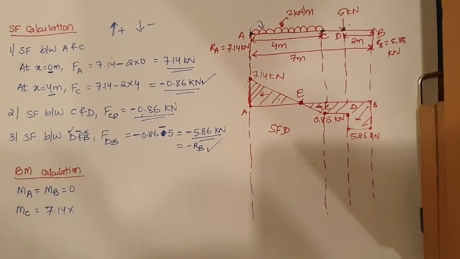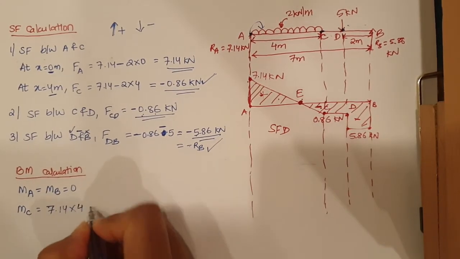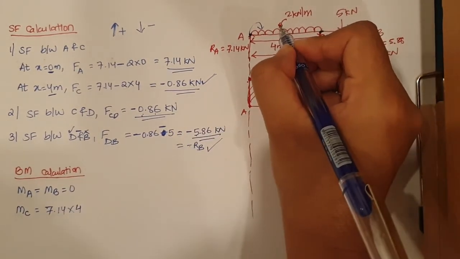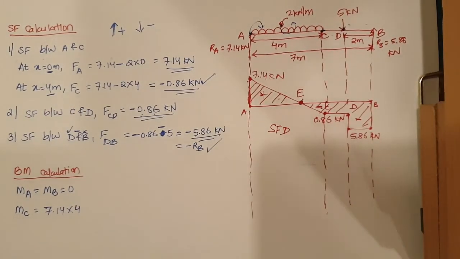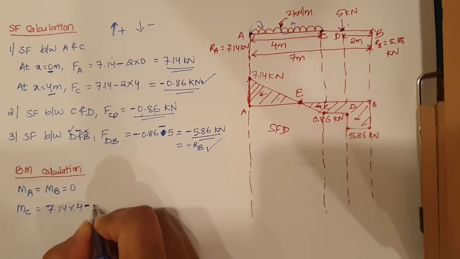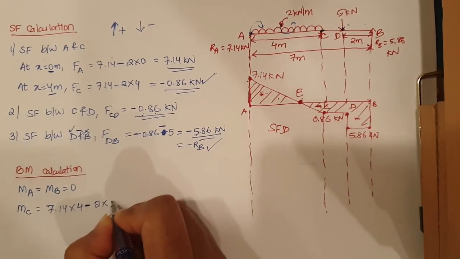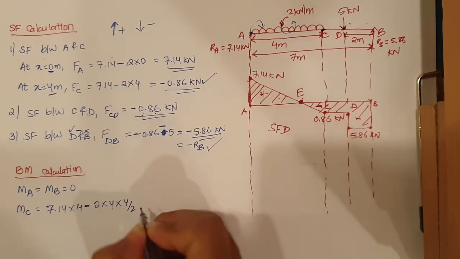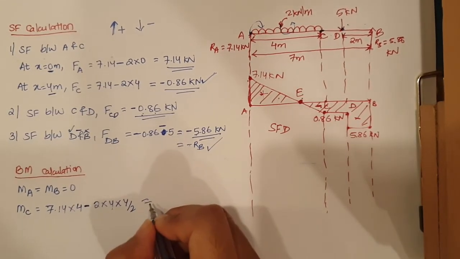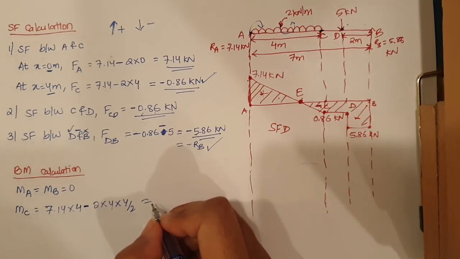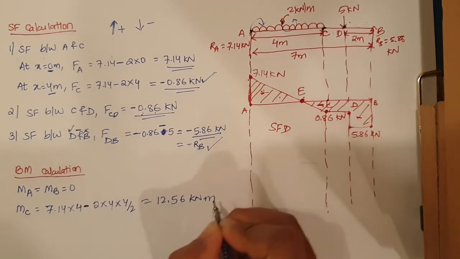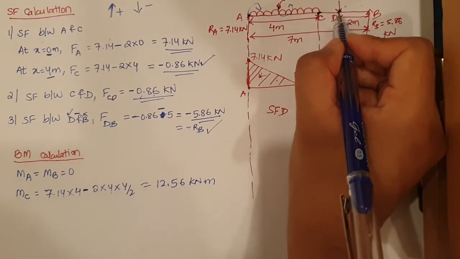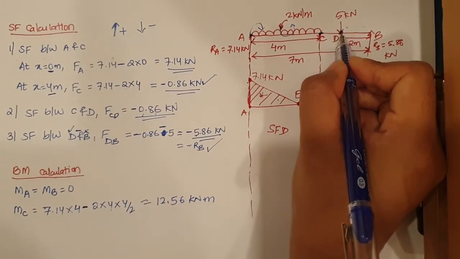7.14 into the total distance, which is 4 meter. Then this UDL towards RA will be going in this direction, which is anti-clockwise direction. So minus 2 into 4 into 4 by 2. So here the moment at C will come equal to 12.56 kilonewton meter.